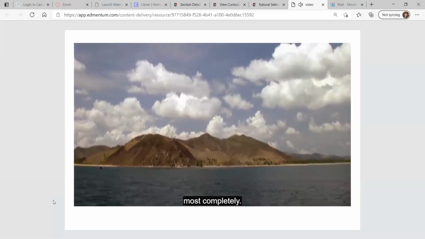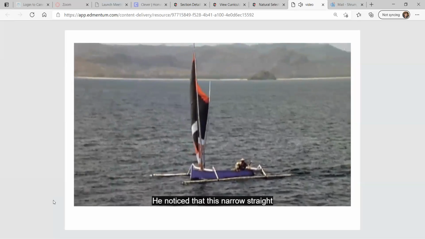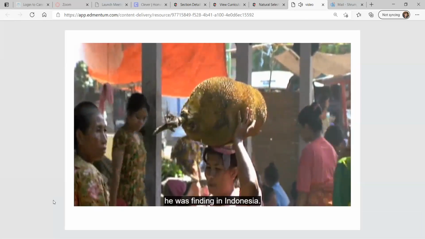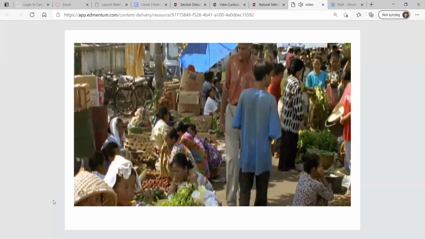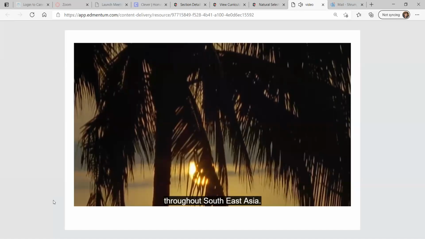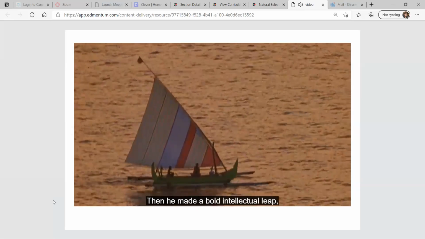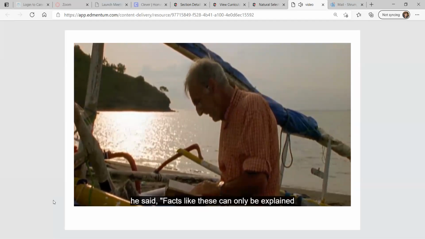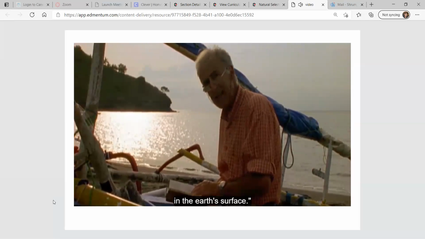Although it was Darwin who developed these ideas most completely, Wallace added a significant extra twist to the theory. He noticed that this narrow strait between the islands of Bali and Lombok marked a dramatic changeover in the types of animals and plants he was finding in Indonesia. Lombok was inhabited by species which were common in Australia. But in Bali, there was an unexpected changeover to plants and animals much closer to those found throughout Southeast Asia. Wallace was puzzled because the two islands were only 15 miles apart. Then he made a bold intellectual leap. In a letter which he wrote to Darwin in 1858, he said, "Facts like these can only be explained by the bold acceptance of enormous changes in the Earth's surface."